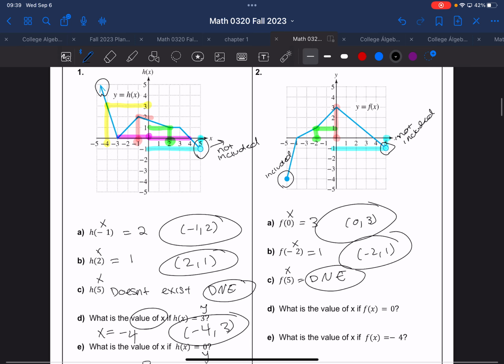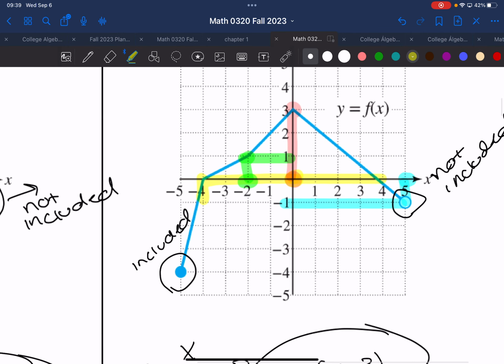Okay. For D, it says, what is the value of x if f of x is equal to 0? So 0 is what variable? Y. So we're going to go to 0 y's, which is again the origin. But since we need to find x, which direction are we going? Left and right, because if we go left, we stop at a point, and if we go right, we also stop at a point. Okay. What point do we stop on the left side? Negative 4. What about the right side?